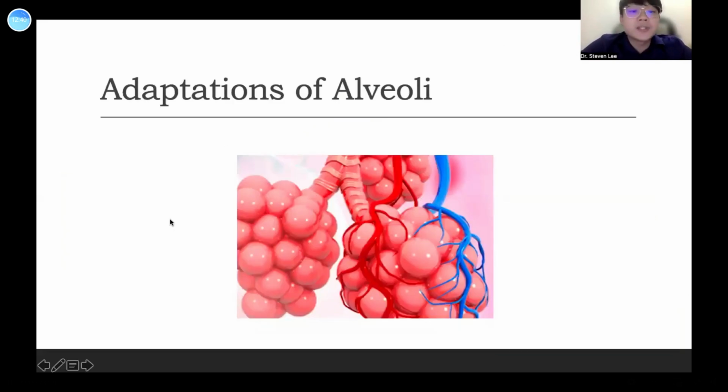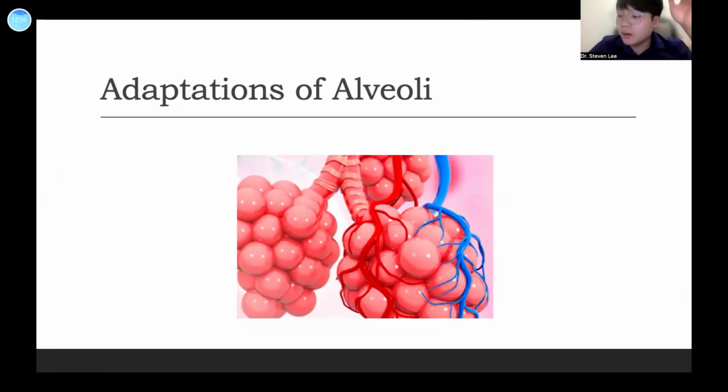Secondly, we look at the adaptations of alveoli. This question, please don't look down on it. I would say if you master this question, you will actually successfully master two types of questions. One type is actually adaptations of alveoli. Another type is, later on, when we look at the adaptations of respiratory structures in animals, you will notice that it's actually more or less the same.